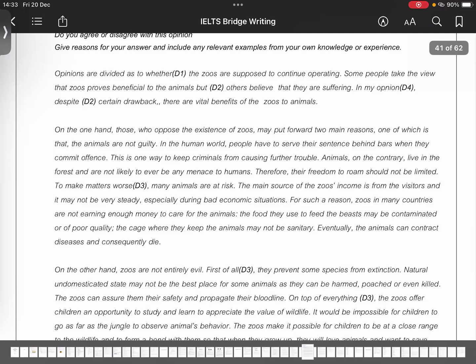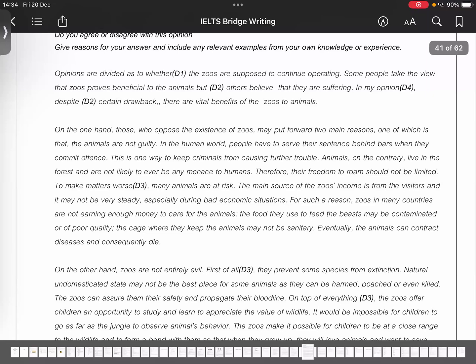Okay, so during the periods where the economy isn't good, when they have high inflation, all right, or when we have a pandemic, people cannot leave their home, so no one's going to the zoo, and that's when the zoos are not making money, right? Okay, so the ability to make money depends on the situations of the economy. "And for such a reason, zoos in many countries are not earning enough money to care for the animals."